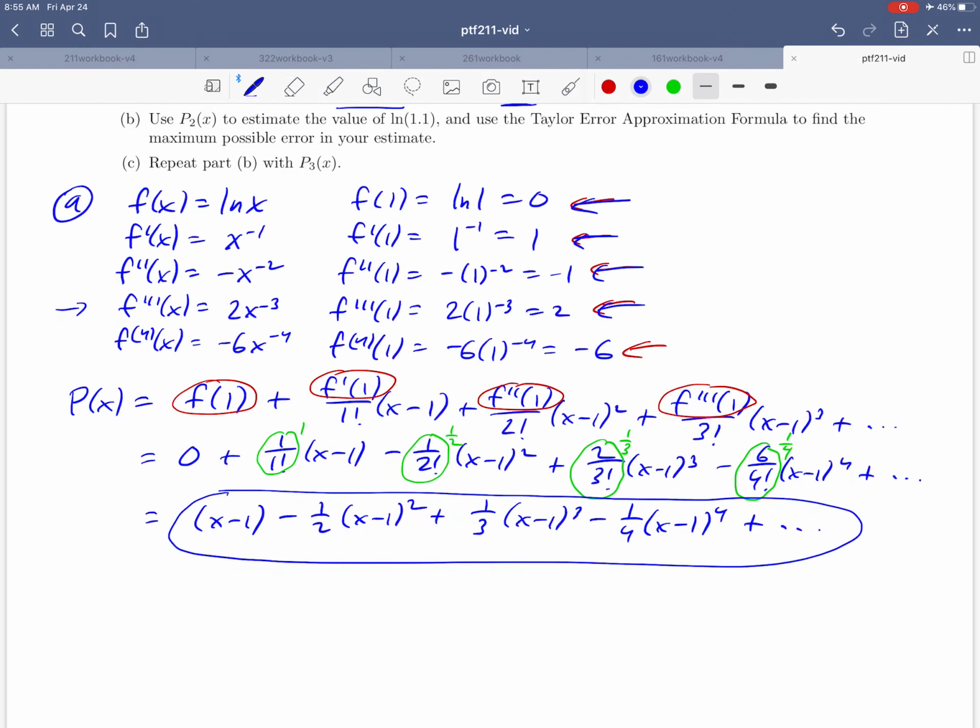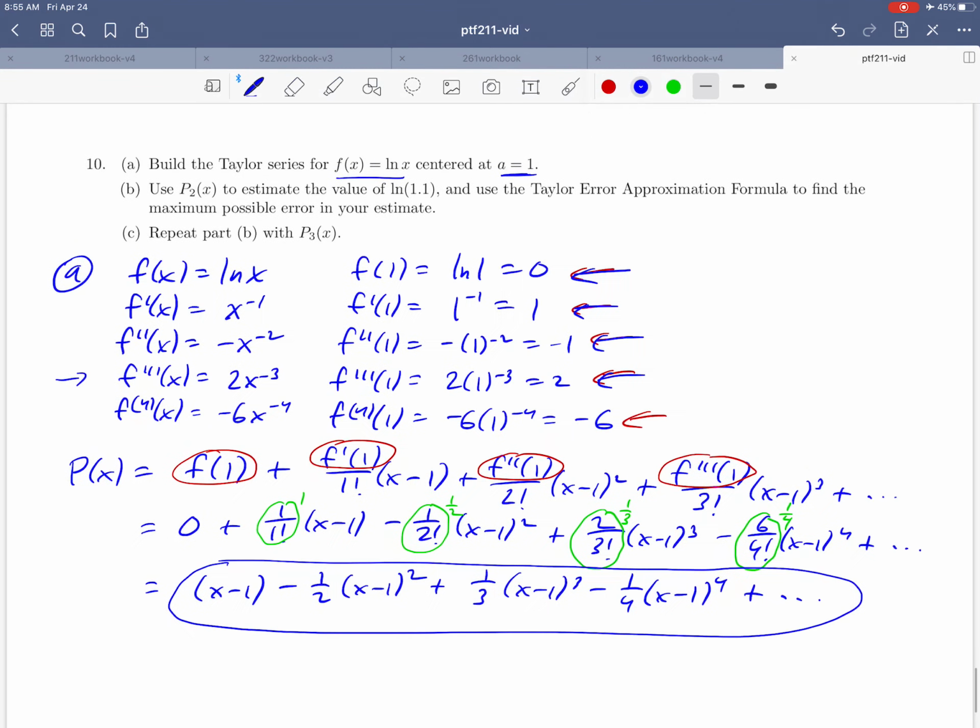Hello everybody, and welcome to part C of number 10, this last problem in our list of exam review problems. This is going to be the same calculation that we did in part B, just that we're going to be using the third Taylor polynomial. Just to refresh your memory, this is asking us to approximate the value of ln of 1.1 and then to use the Taylor error formula to figure out how good our approximation is.